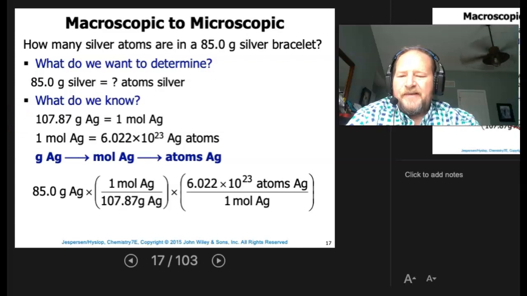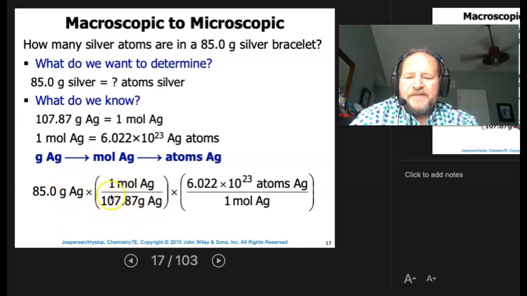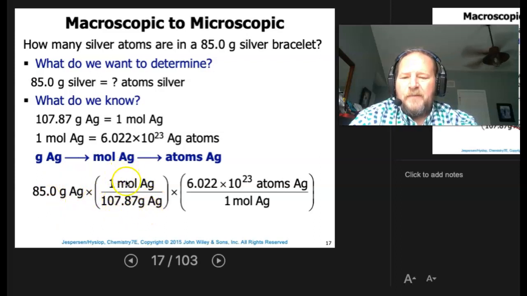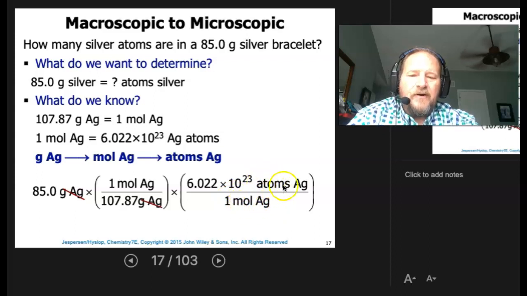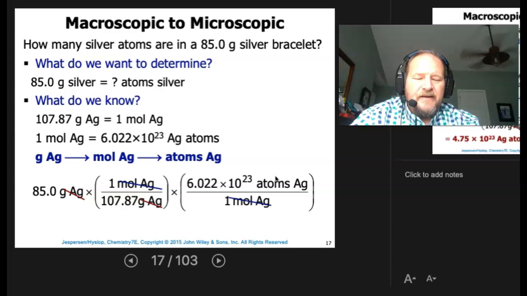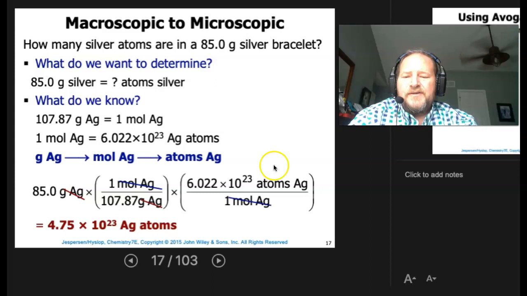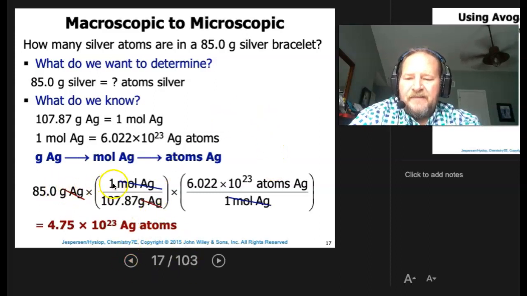So I'm going to set that up like this. I'm going to start with my 85 grams. That's a mass. So I'm going to put my mass from my periodic table on the bottom. I'm going to put my mole on top. That's going to let me cancel those out. Next, I'm going to put my mole on the bottom and put my particles on top. Now my moles are going to be canceling out, and I'll be left with the particle I'm looking for, atoms. So here I'm going to multiply 85 by 1, divide by 107.